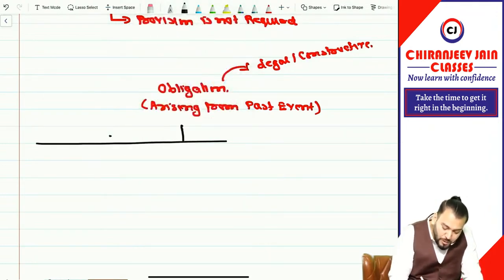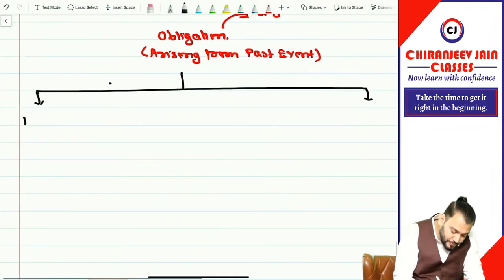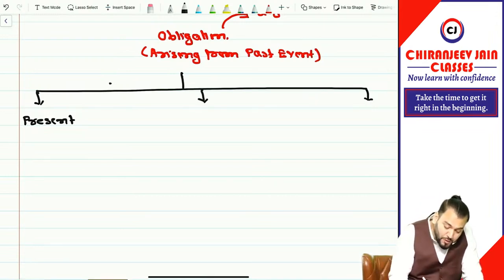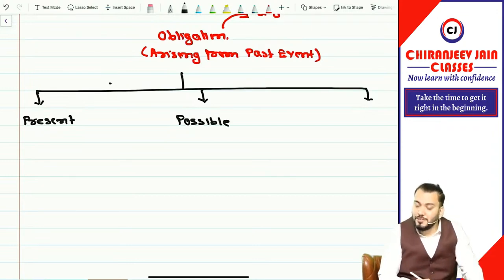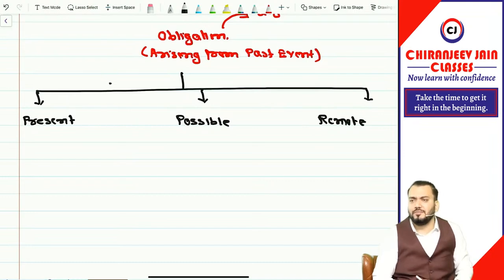Now we have understood this obligation can be present obligation. So obligation can be present obligation, or it can be possible obligation, a new term in your life, or it can be remote obligation. Understood?